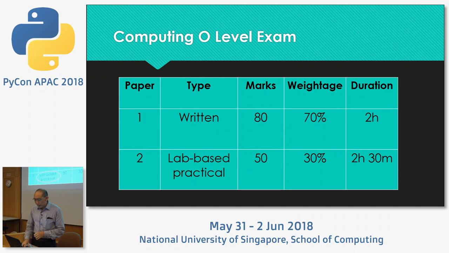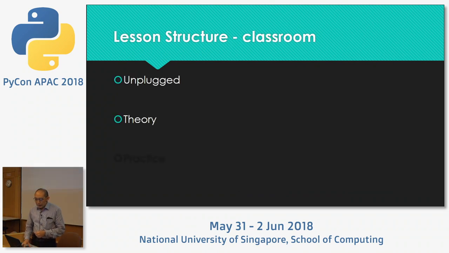Now, for the written paper, we have also found ways to include Python. For example, we give them short code snippets where they have to either debug them or answer some interesting questions about them. I've done things like code tracing in the first paper, where the theory component is done. So yes, they are doing a lot of Python, both in their daily classes and also in the exam. So what happens in the classroom? Now, the way I look at it is these students of this age need to be engaged.